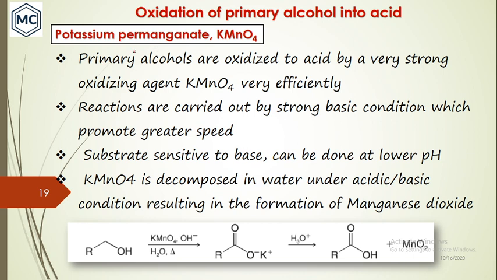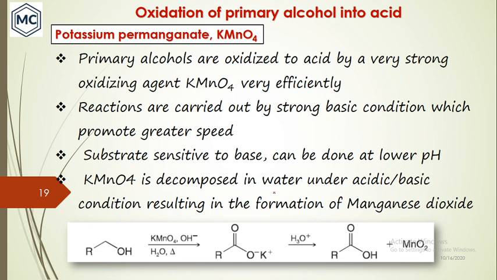And the last reagent is potassium permanganate. Primary alcohols are oxidized to acid by the very strong oxidizing agent KMnO4 very efficiently. And reactions are carried out in strong basic condition which promotes greater speed. And substrates sensitive to base can be done at lower pH. So the reaction can be done either in basic condition or in acidic condition.